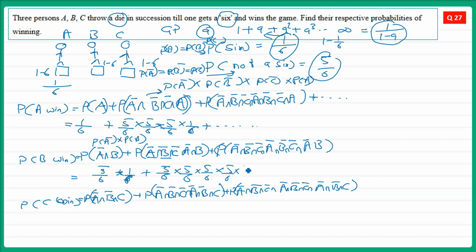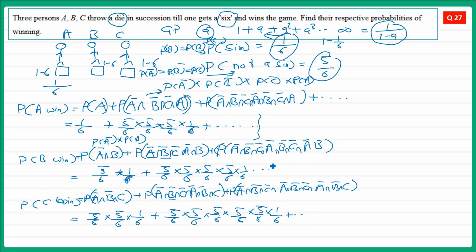Let me reiterate, wherever A, B, C comes, 1 by 6. Wherever A bar, B bar, C bar comes, it's 5 by 6. That's what you have to do. I'm not writing the third option, because the first and second options are more than enough to constitute a geometric progression or geometric series. Now here also, A bar, B bar, C bar, so 5 by 6 into 1 by 6 in the first term, and this is how it goes on for the second one. All bars are 5 by 6, all normal without bars are 1 by 6.